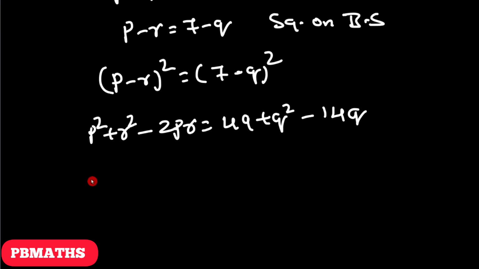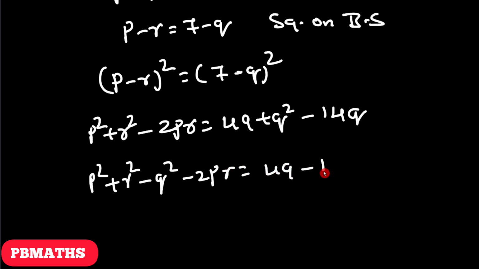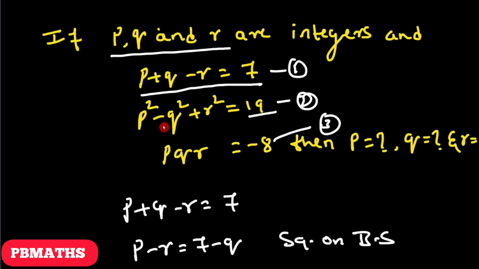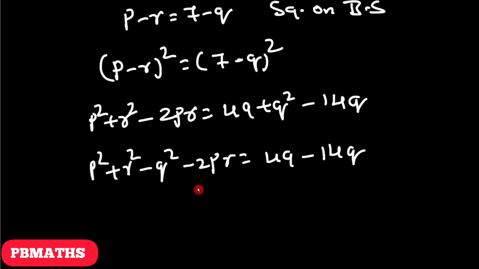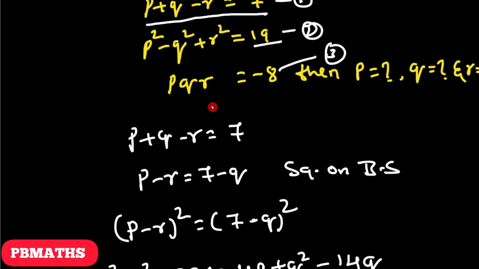Now let's shift this plus q square to the other side of the equal. Then we have p square plus r square minus q square minus 2pr equals 49 minus 14q. In equation 2, we have the value of p square minus q square plus r square, which is equal to 19. So, let's replace the p square minus q square plus r square value by 19 in this equation. So, we can write 19 minus 2pr.